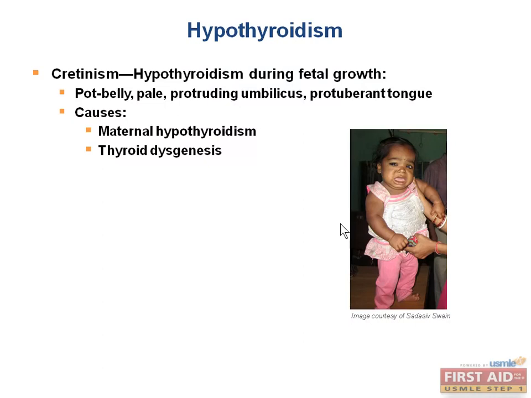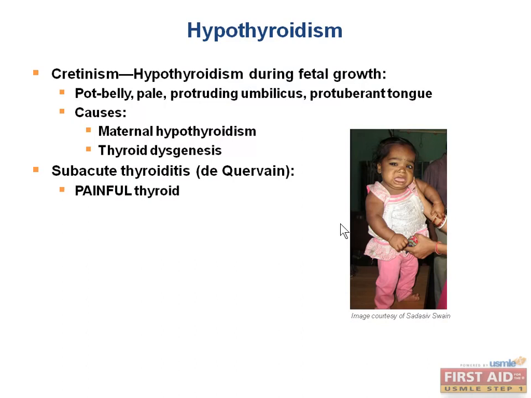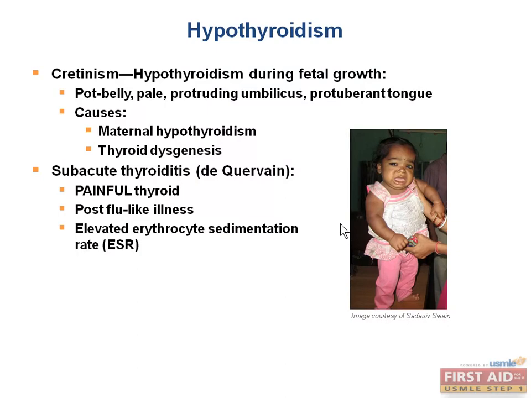Another form of hypothyroidism includes subacute thyroiditis, also known as de Quervain's thyroiditis. The distinguishing feature of subacute thyroiditis is that the thyroid is quite painful and tender. This disease typically occurs following a flu-like illness and is self-limited, meaning that if we let it run its course, it will not need any specific treatment. Other findings include an elevated ESR, jaw pain, and granulomatous inflammation on histology. Like Hashimoto's disease, subacute thyroiditis may involve a brief period of hyperthyroidism at the beginning of the disease onset.